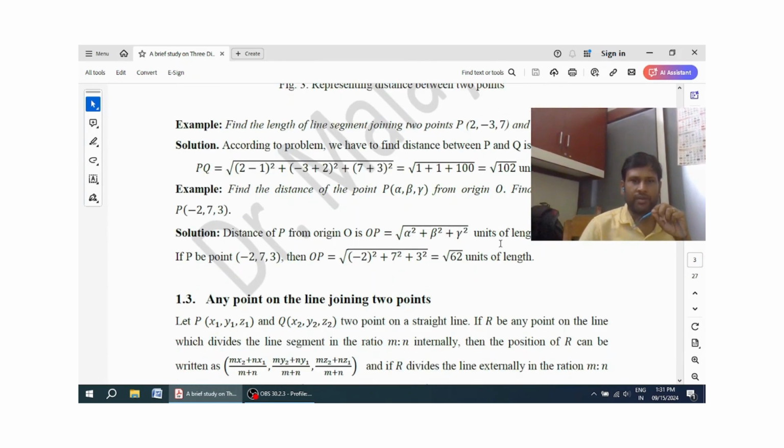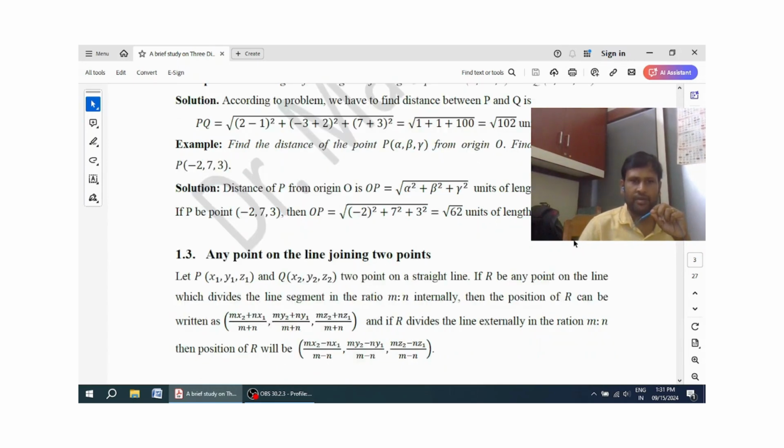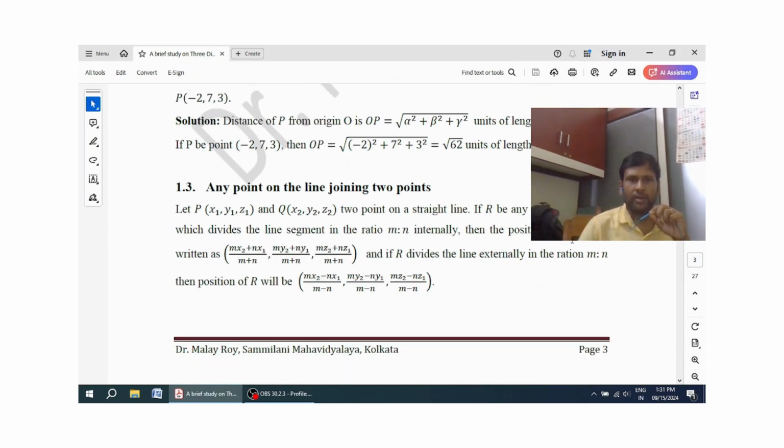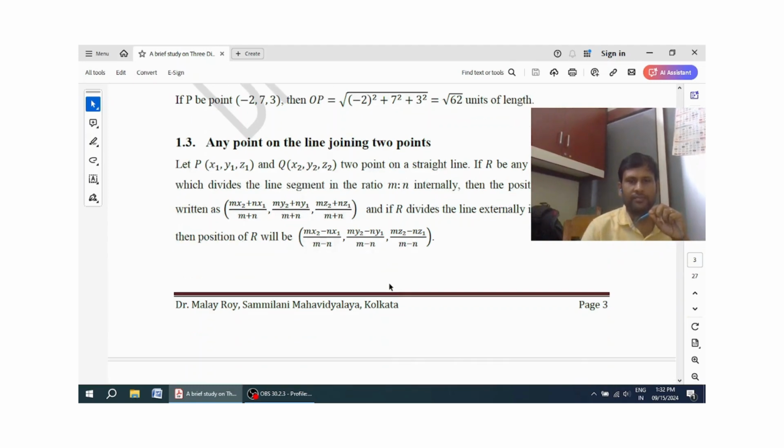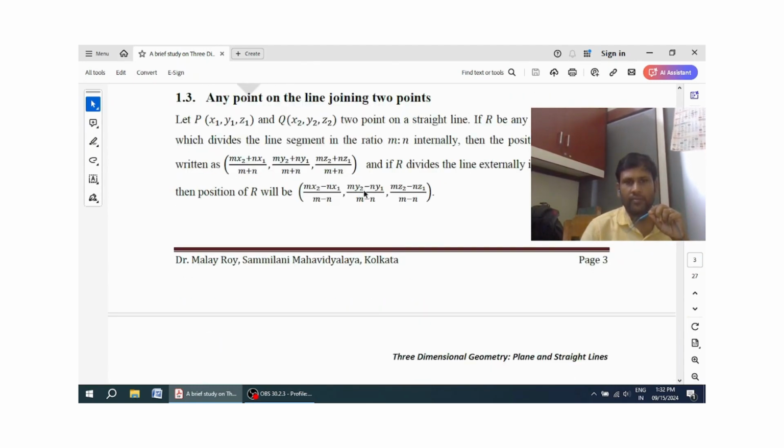Two corresponding examples are given here. Any point on the line joining 2 points, that is, when 2 points are joined, and in between any point which divides the line in the ratio m:n, then the point can be obtained through this formula for the internal point, and for the external point.